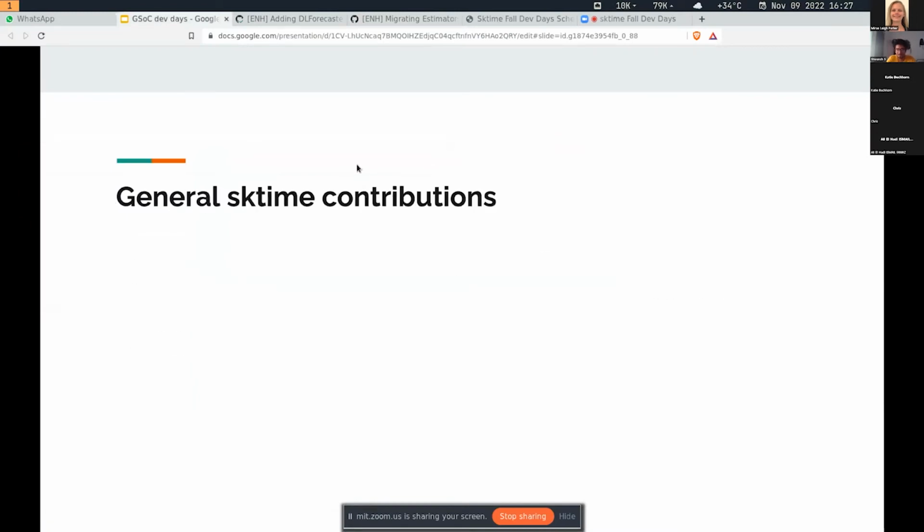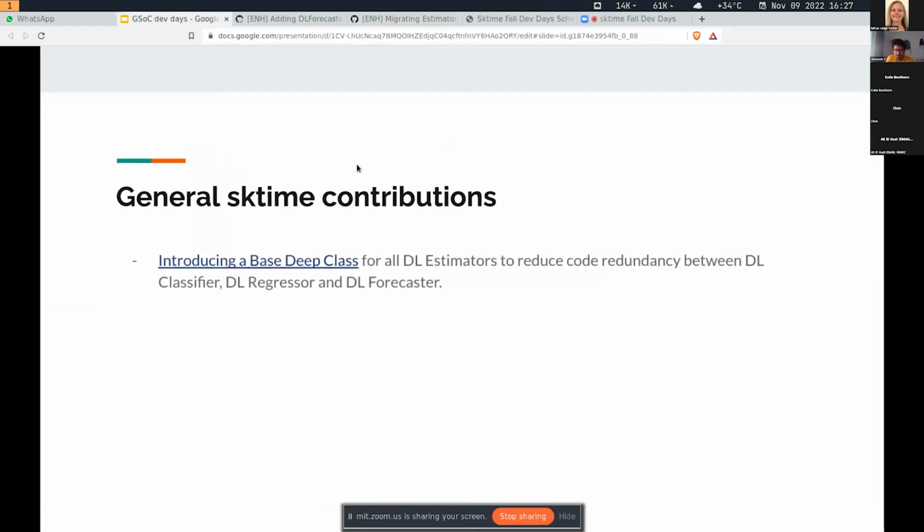So again, after that, I have worked on a few other contributions with respect to deep learning. Another thing which I have been planning to do.